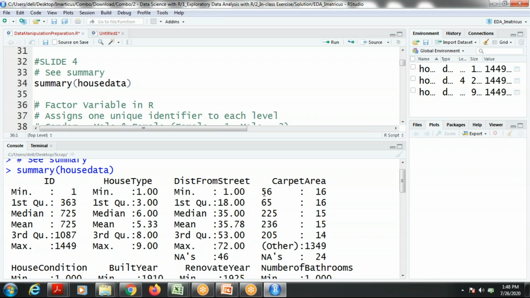In carpet area, look here. It is not giving you statistics. It's saying that 15 yard has come 16 times, 65 yard comes 16 times, 225 yards come 15 times. So this is giving you the frequency. And it is also saying that you have close to 24 missing values.